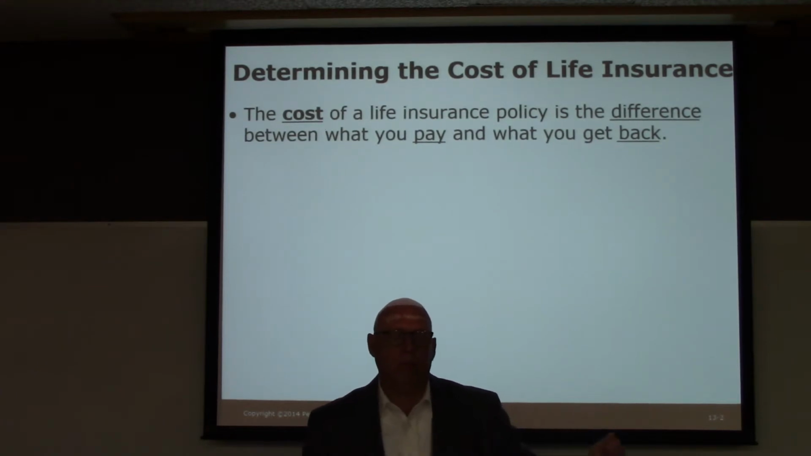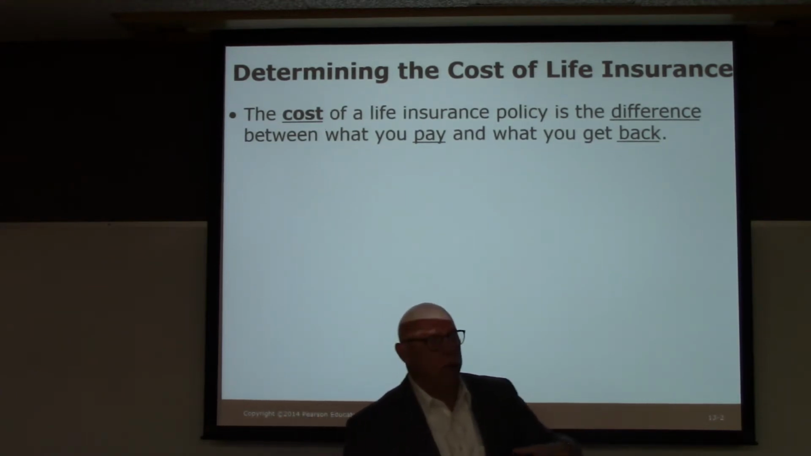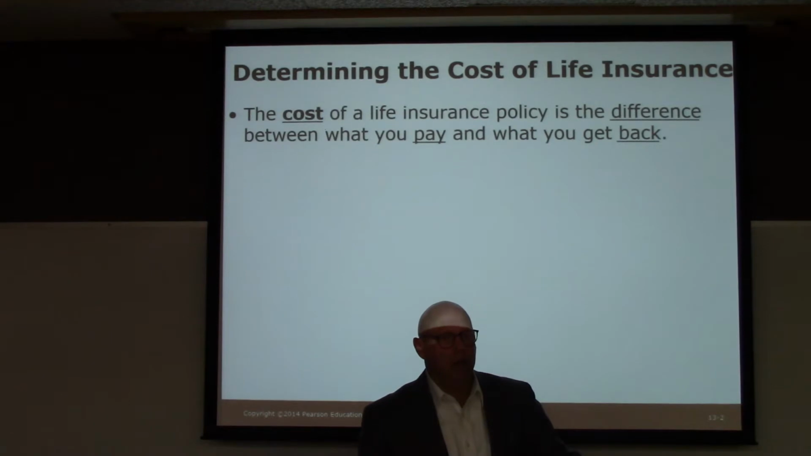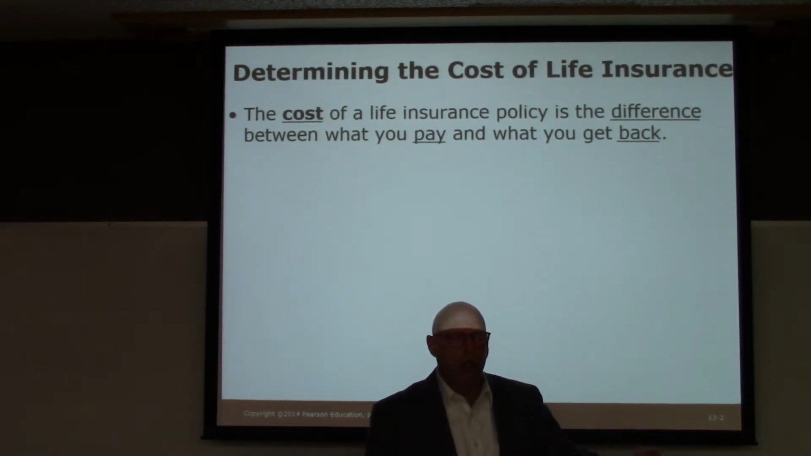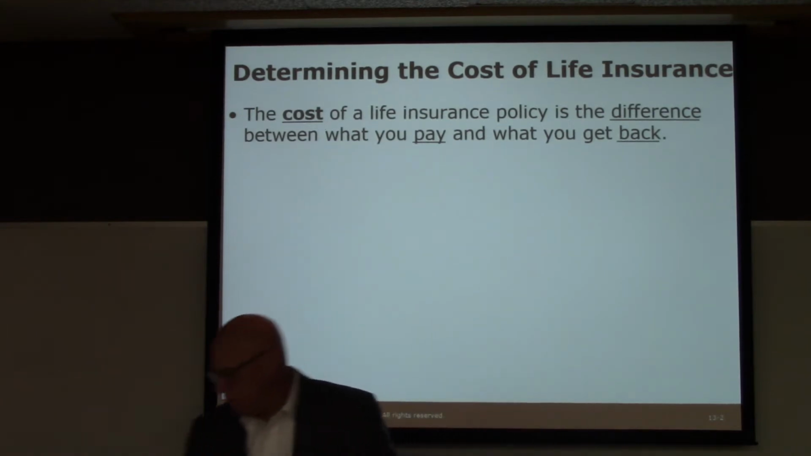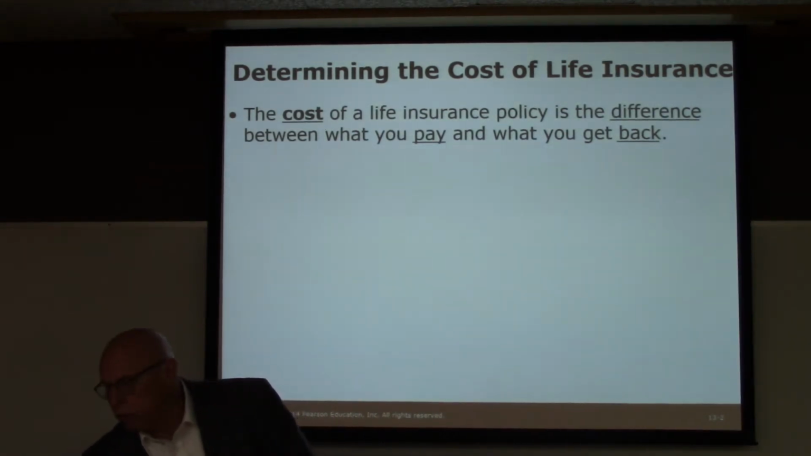It's your premium. But if you buy a whole life policy, including your universal life, you might get dividends back, and you will have a cash value. So then your objective is to determine what the cost of the coverage, the death benefit, is. Okay? So we're going to look at it three ways to do this.